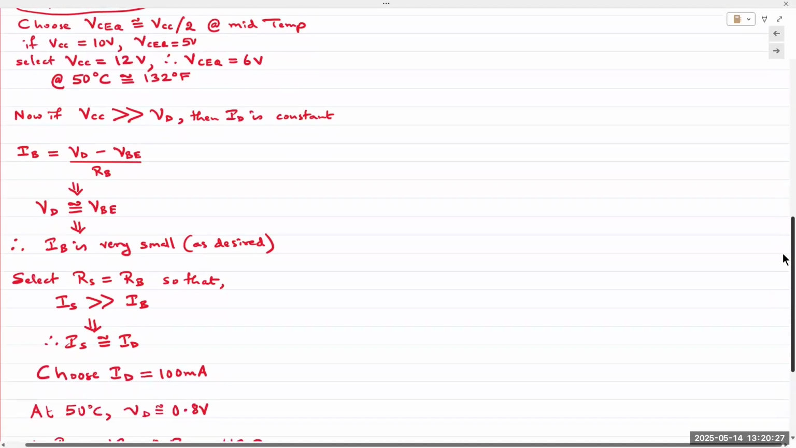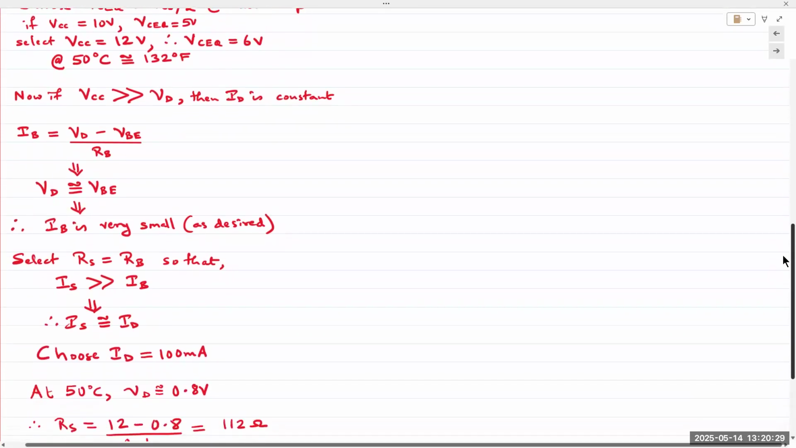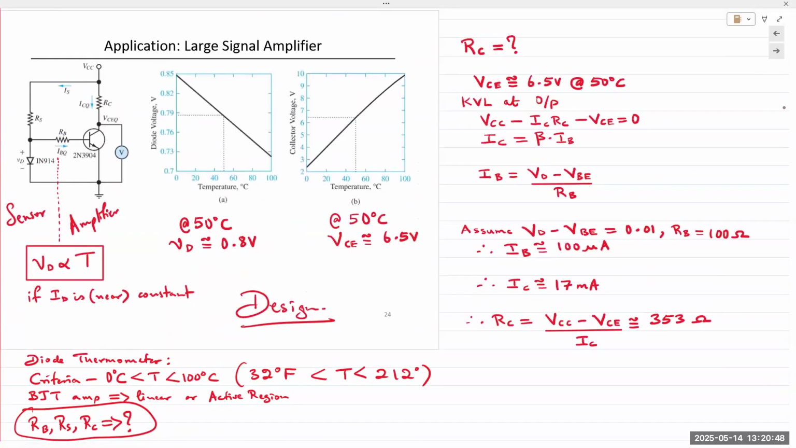The next point is that we want to hold the diode current nearly constant. If you want to hold it nearly constant, that means VCC should be far larger than our diode voltage. If you look at the circuit, this current is flowing down here. Some of it will go through the base, but most of it should go through the diode. So IS is equal to ID plus IB.